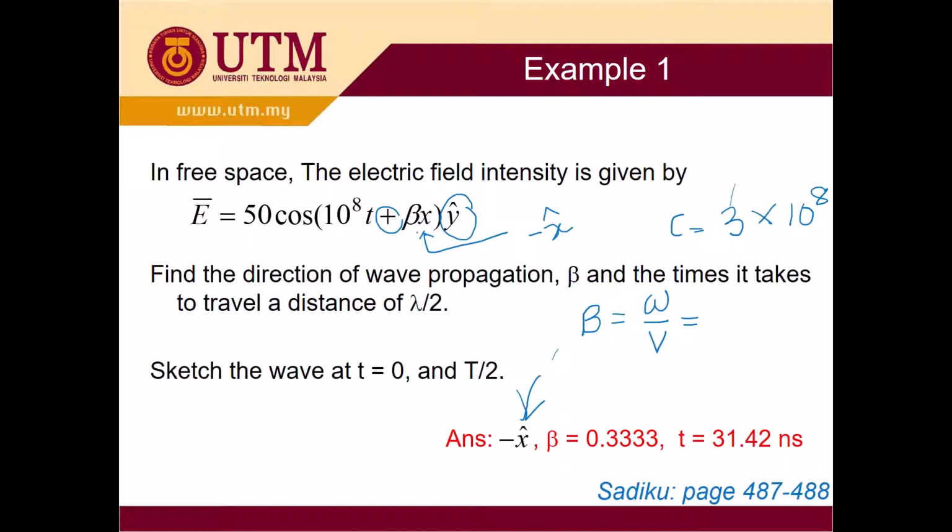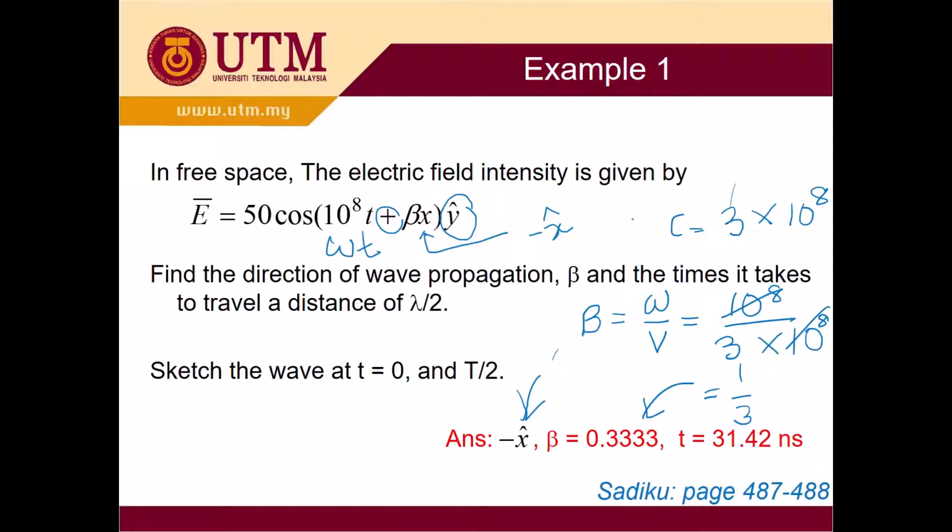Here the omega is 10 power of 8, because this is omega t. So divided by 3 multiplied by 10 power of 8. The 10 power of 8 cancels out. So 1 over 3 is equal to 0.3333. Okay, so we settle the two questions.